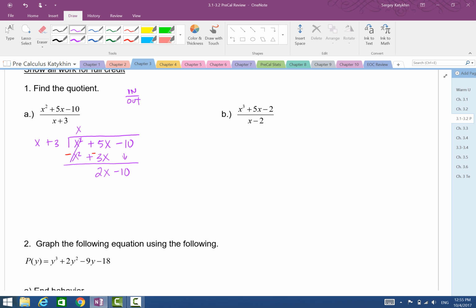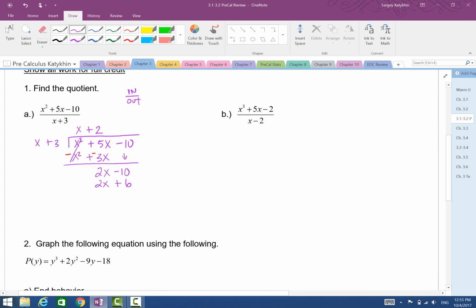And now we ask ourselves, okay, what do we have to multiply this x by to get 2x? Now to do that, we have to multiply that by 2, just the 2, and it has to be a positive 2, so that's why we're going to put a plus 2 on top. Well, 2 times x is 2x. 2 times 3 would actually be positive 6.